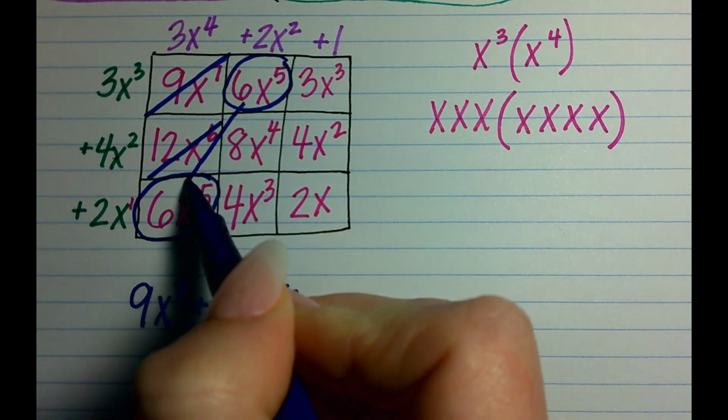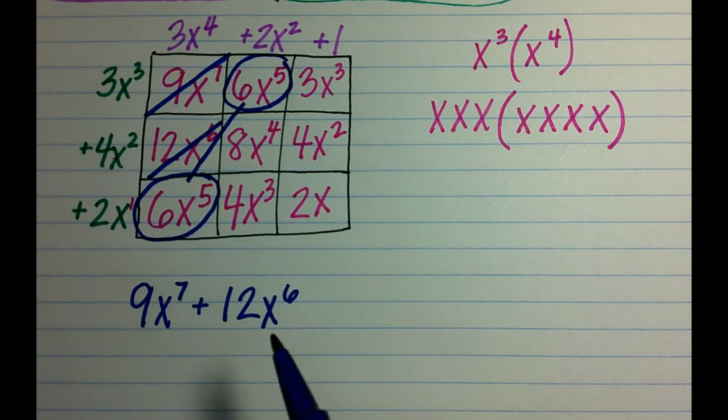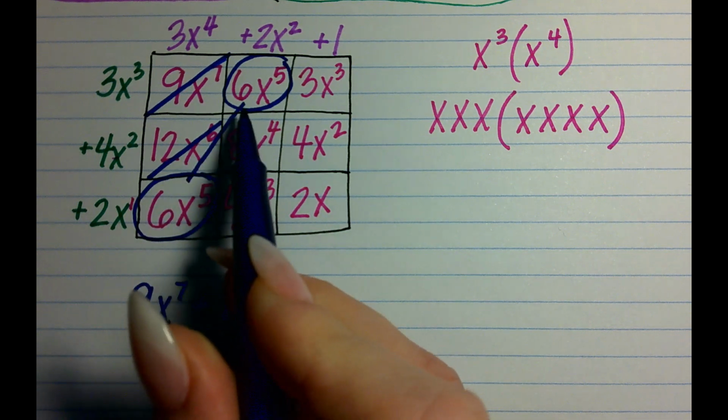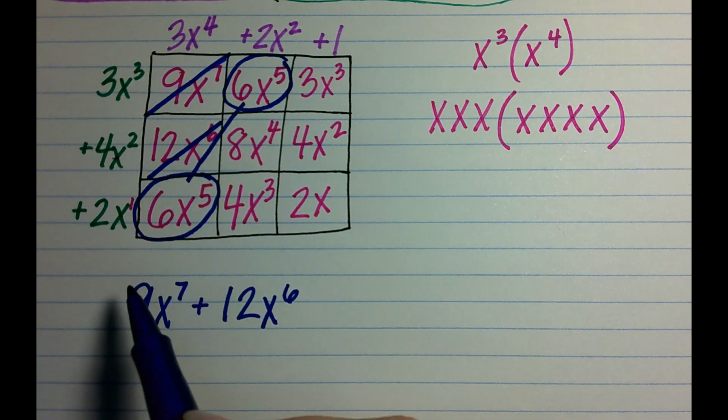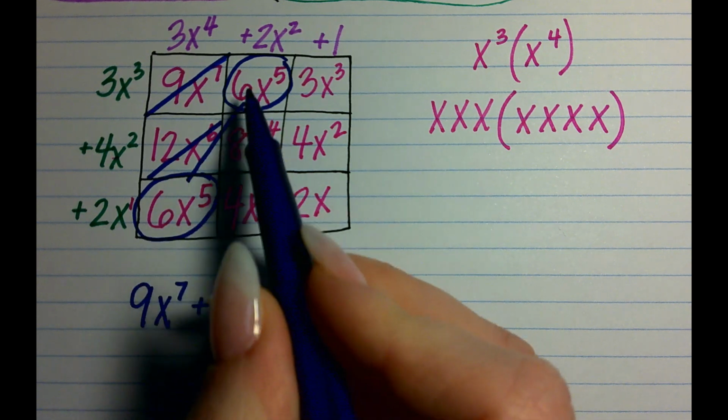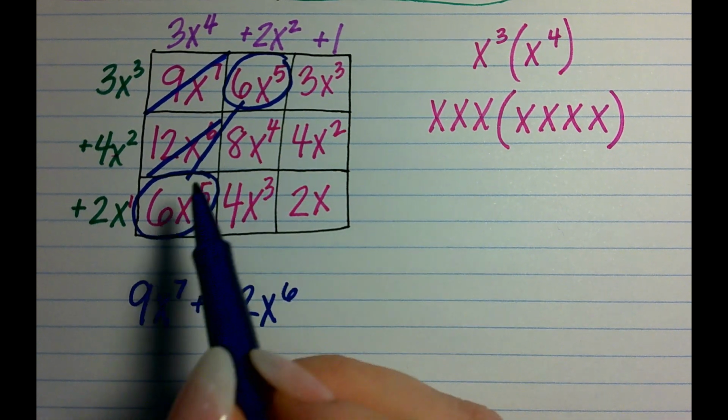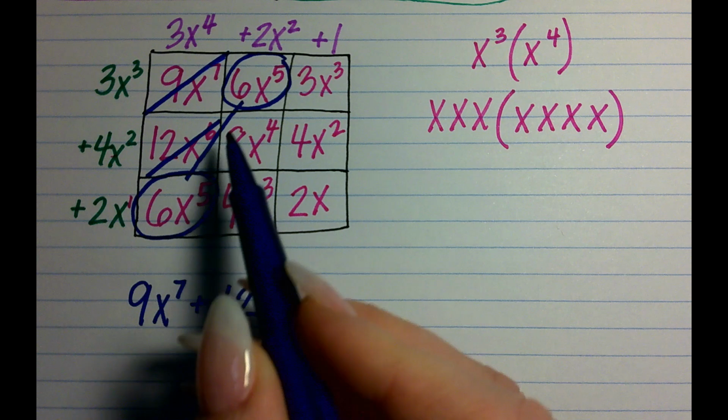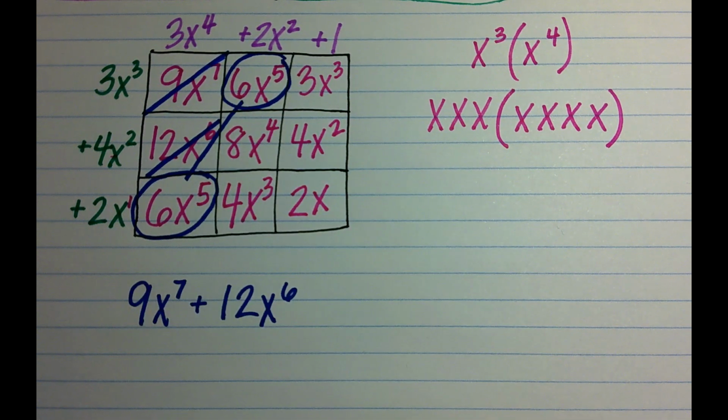Do they cancel? Not really. Are either of these negative? Oh, okay. No, you're okay. What do I do? You add them. Good. So what is 6x to the 5th power plus 6x to the 5th power?